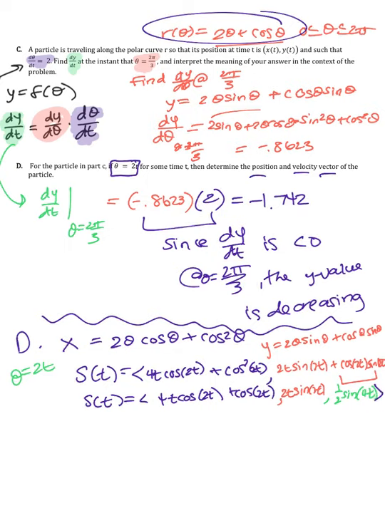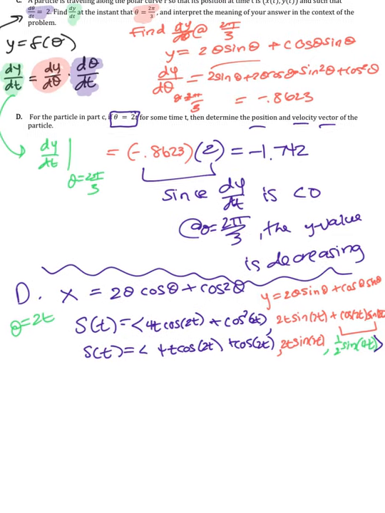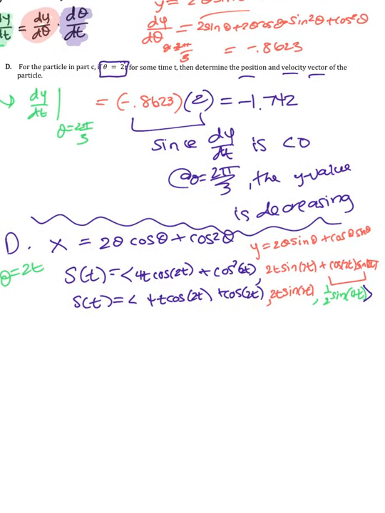You don't have to do that, and you could find the derivative. It's just going to involve more of a product rule situation there than a chain rule. So I guess that's sort of dealer's choice on your preference. But there is my position vector.